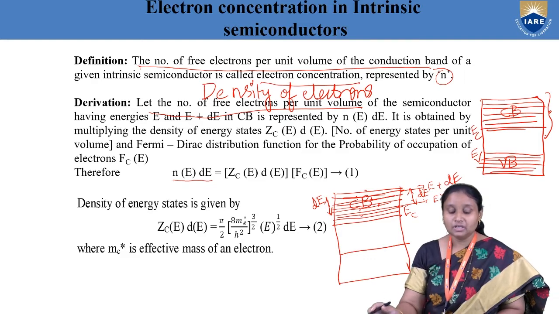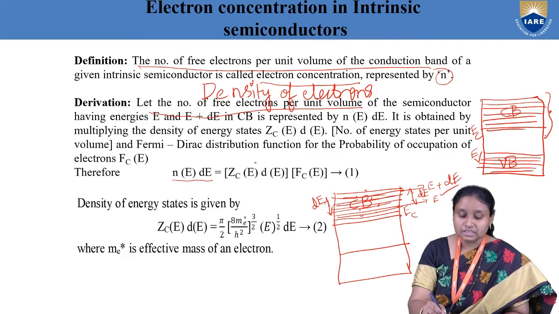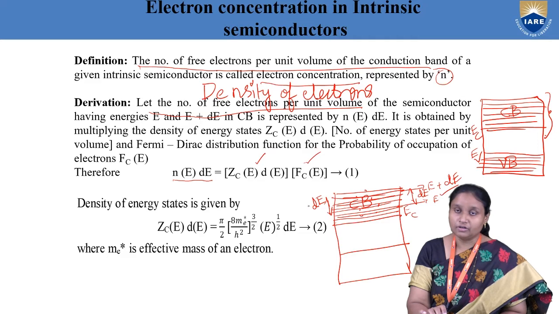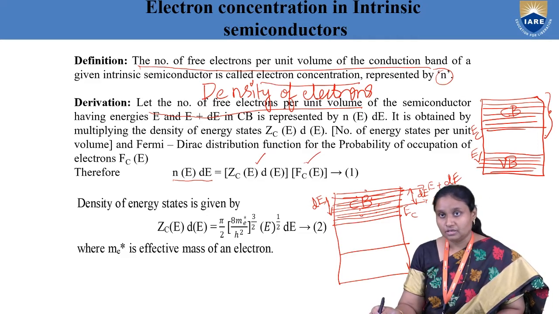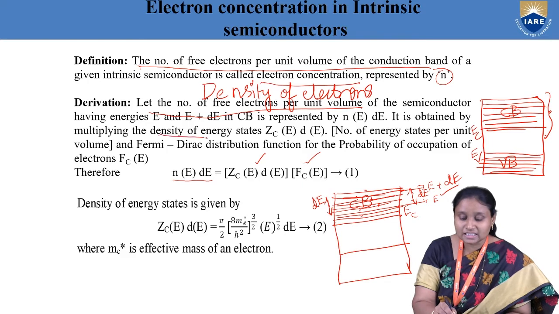Now how is it given? It is made up of two terms. As you can see, the first one is Z of E dE and the second one is F of E, and of course both are represented with respect to the conduction band. Now what is Z of E dE? Z of E dE is called the density of energy states.